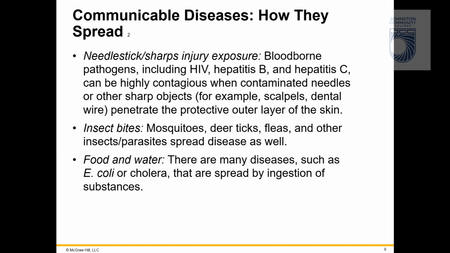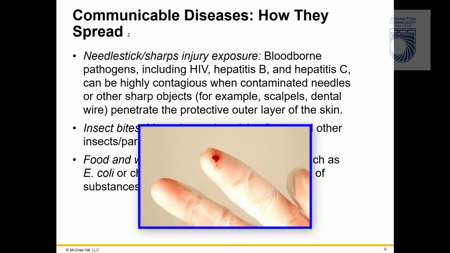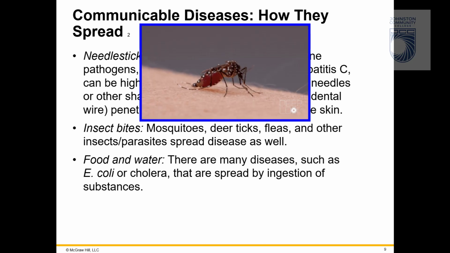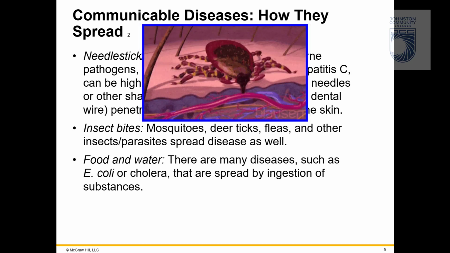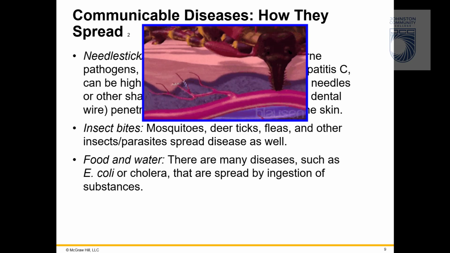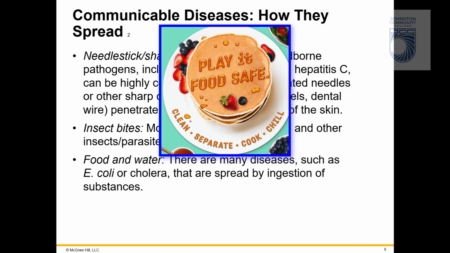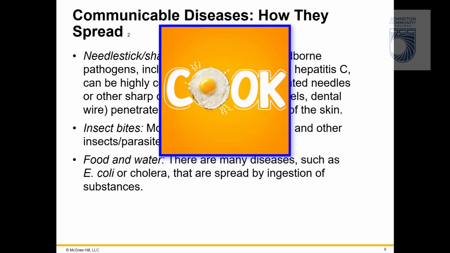We can also have them spread through needle sticks and sharp injury exposure. Bloodborne pathogens including HIV, hepatitis B, and hepatitis C can be highly contagious when contaminated needles or other sharp objects, for example scalpels, dental wire, penetrate the protective outer layer of the skin. Insect bites, mosquitoes, deer ticks, fleas, and other insects such as parasites can spread disease as well. Food and water. There are many diseases such as E. coli or cholera that are spread by the ingestion of substances.